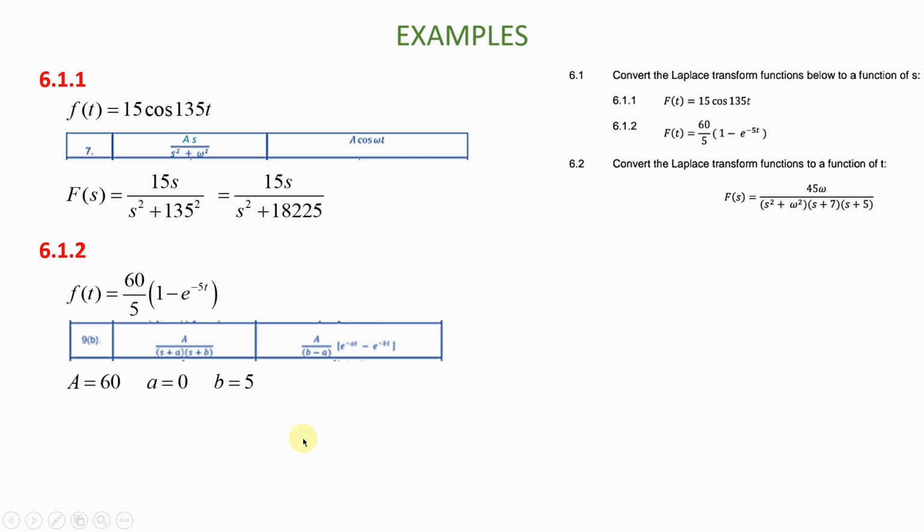And so if you do that, then F(s) will be equal to 60 divided by S plus a. a is 0, so that's just S, and then multiplied by S plus b. b is 5, so it will be S plus 5. Okay, so that's pretty much all you will have for F(s), question 6.1.2.